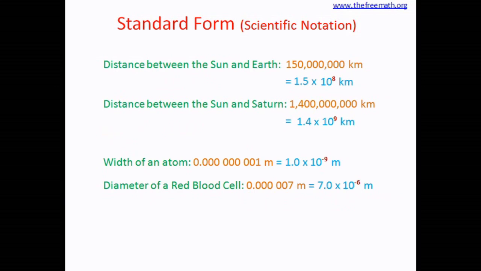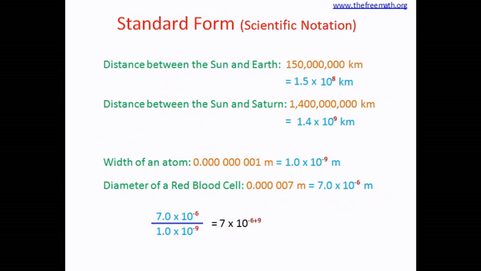Let's take an example. Suppose you want to compare the width of an atom with the diameter of a red blood cell. How can you compare? To compare the numbers, let's divide one number by the other number. So in the numerator I have the diameter and the denominator is the width of an atom. When you divide 7 by 1 you get 7, and now let's divide the powers of 10. The base is the same, so let's subtract the exponent.